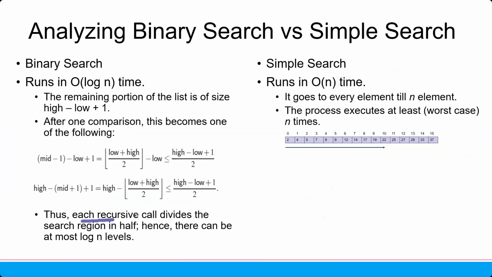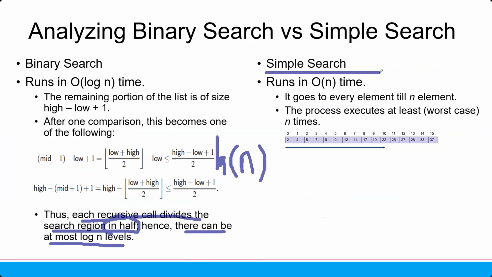Thus, its recursive call divides the search region in half. So every time we cut 50%, 50%, 50%. There can be at most log n levels. So we are not making n, but we can make log n for the binary search.